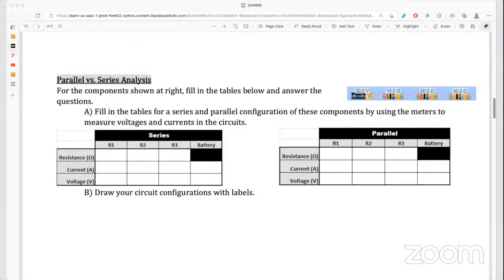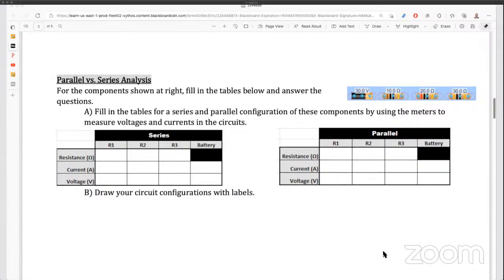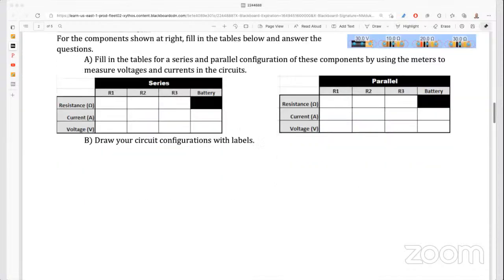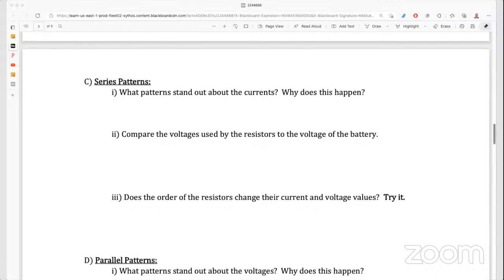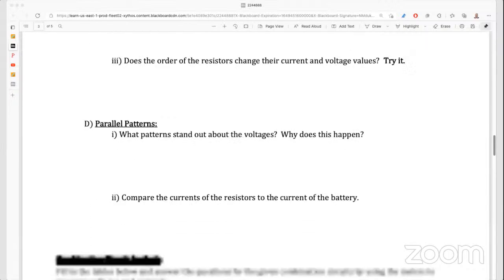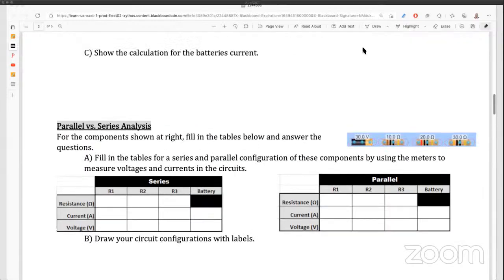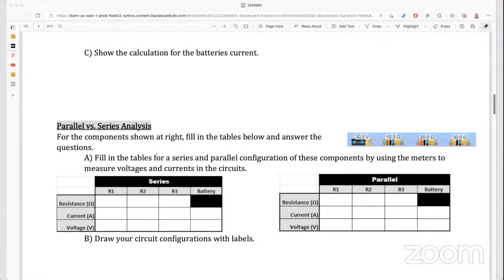For the next activity, you will analyze the series and the parallel circuit and answer the questions that follow. The questions are to describe the patterns that you see in a series circuit, the patterns you see in a parallel circuit. So basically you have 3 resistors, R1 is 10, R2 is 20, R3 is 30. So R1, just fill in 10, 20, and 30.